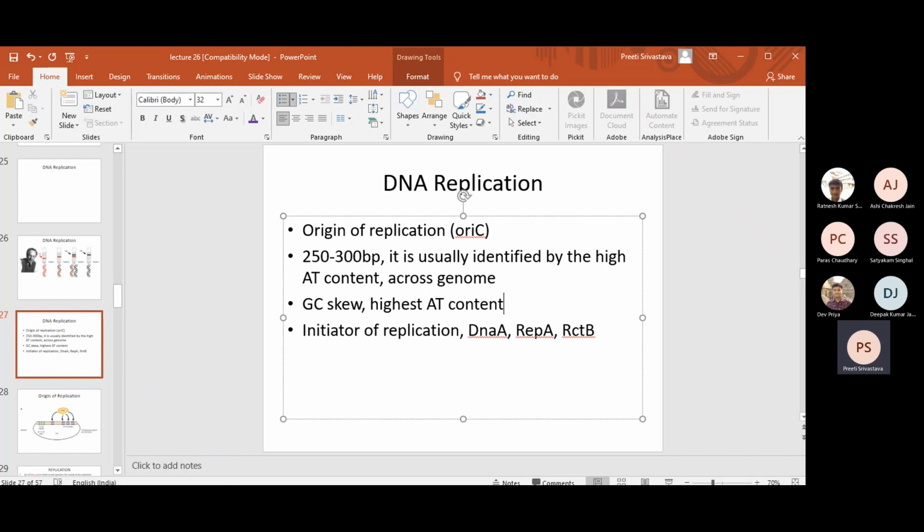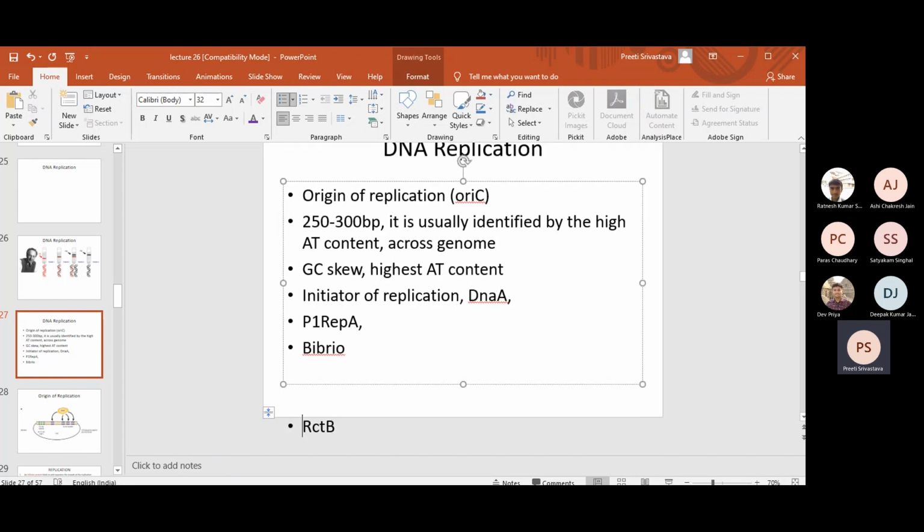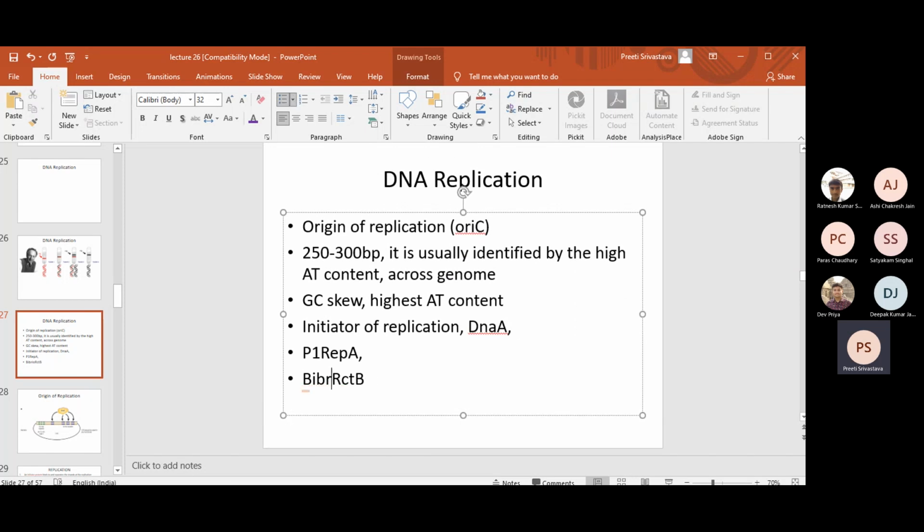For initiation of replication, you require initiator proteins. For chromosomal DNA, the initiator protein is usually DnaA, but for certain other plasmids, for example P1, it is RepA. For Vibrio, it is called RctB. Same as DnaA, it is the initiator of replication.